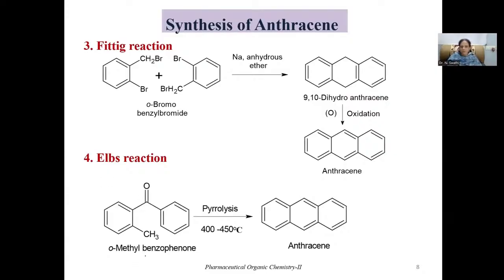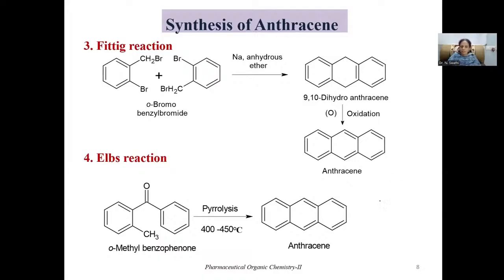Now the other reaction is known as the Elbs reaction. So in this, ortho-methyl benzophenone will be taken. Okay, so without this methyl group, this particular structure is known as benzophenone. Now this benzophenone has a methyl group at the ortho position of this particular side chain. That is why it is known as ortho-methyl benzophenone. So this ortho-methyl benzophenone is subjected to pyrolysis, that is, heated at elevated temperature, between 400 to 450 degrees centigrade. Then cyclization of this molecule and dehydrogenation occurs, and that is how double bonds will be incorporated even in the second ring system, and finally we get anthracene.